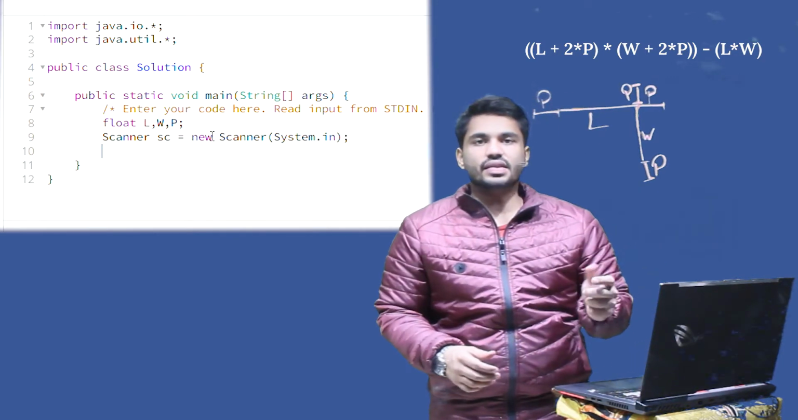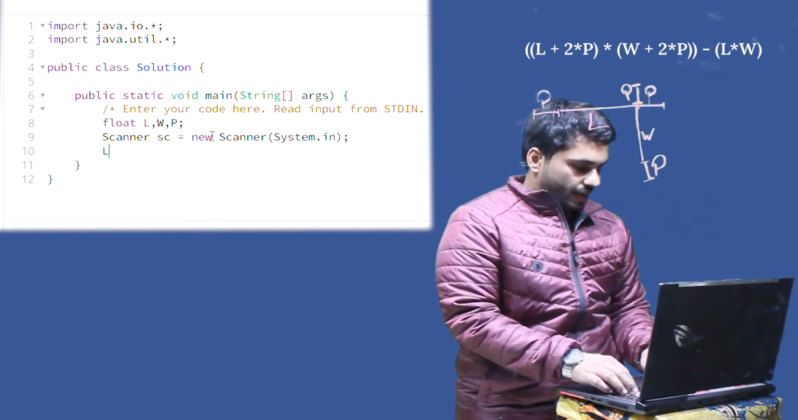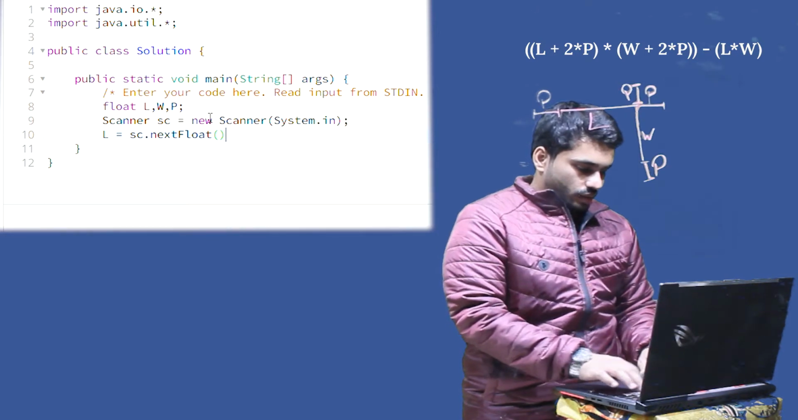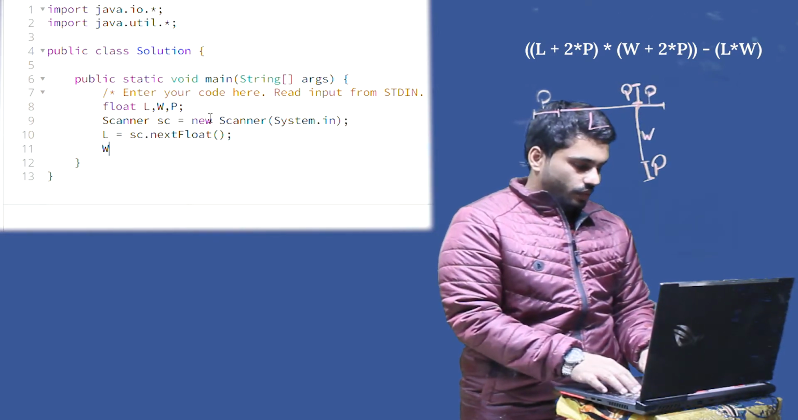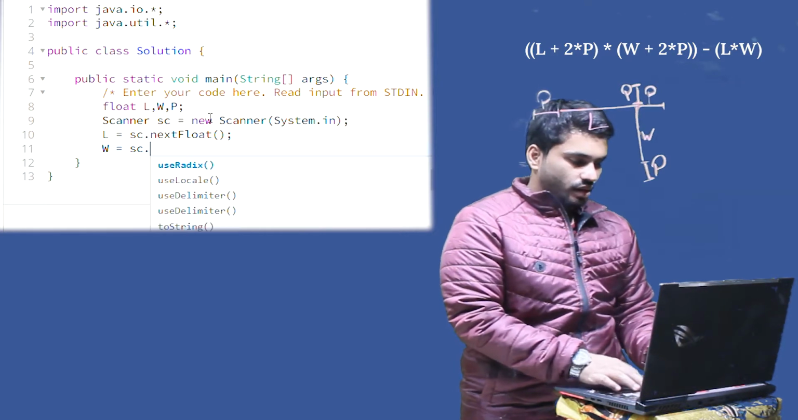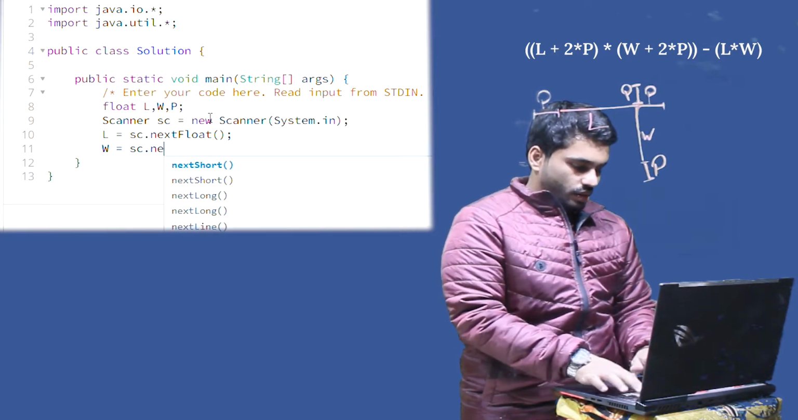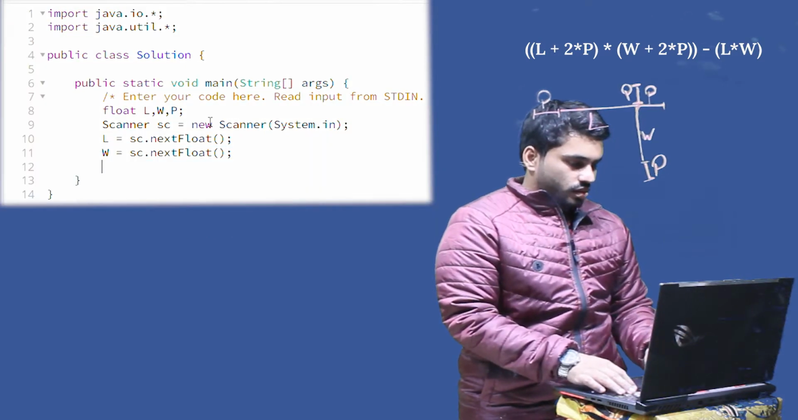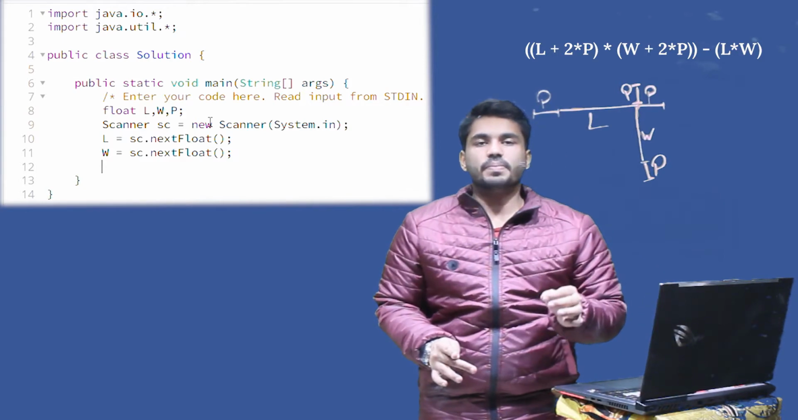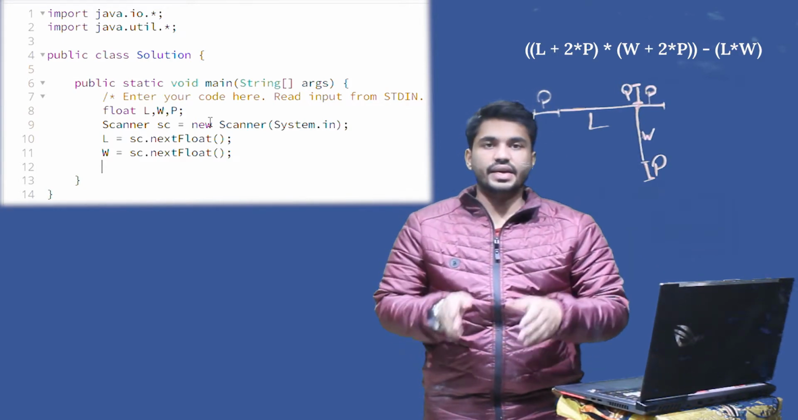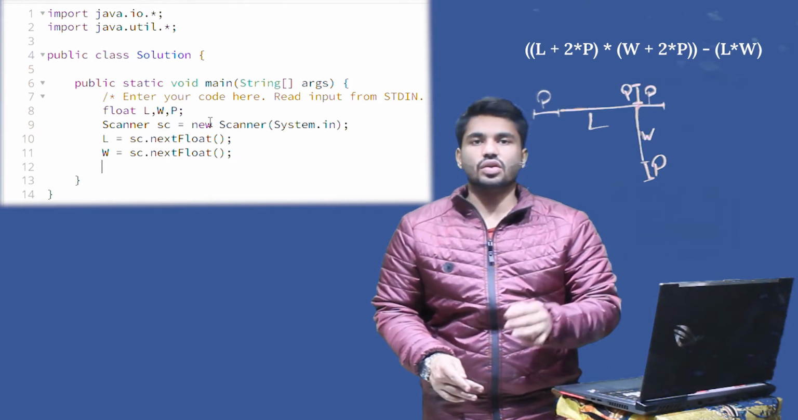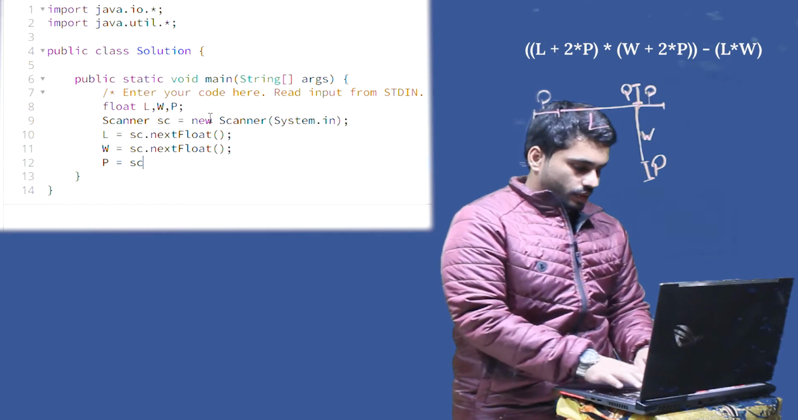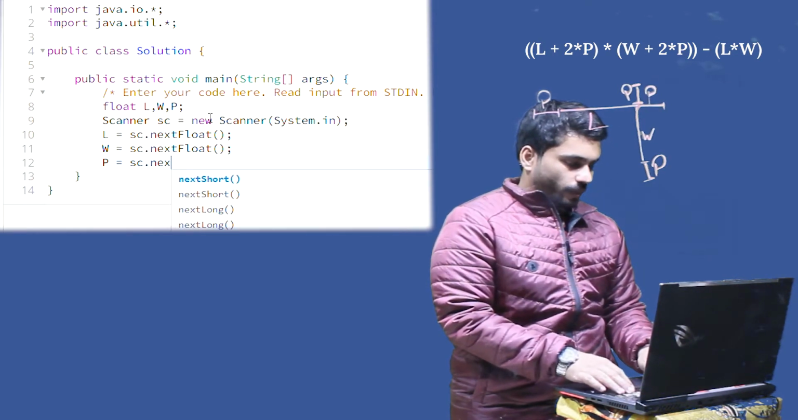So after this, we'll take the three inputs. First we'll take L, so L equal to sc.nextFloat(). Then we'll take W, so it's sc.nextFloat(). One thing to remember, the inputs are given in this particular order: L, then W, then P. We cannot take it in any other order, okay? So P is equal to sc.nextFloat().